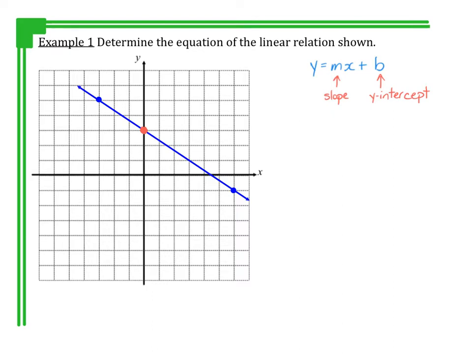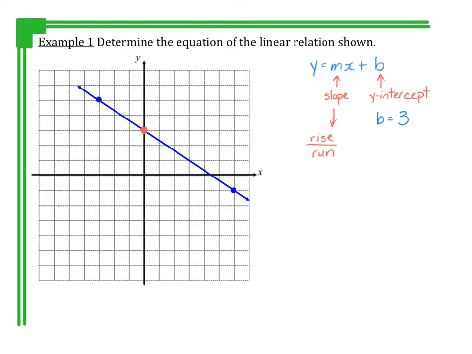That means the value of b in the equation is 3. Simple enough. Let's now look at the slope of the line. Remember that slope is a measure of how steep a line is, and it's calculated by the formula rise divided by run.